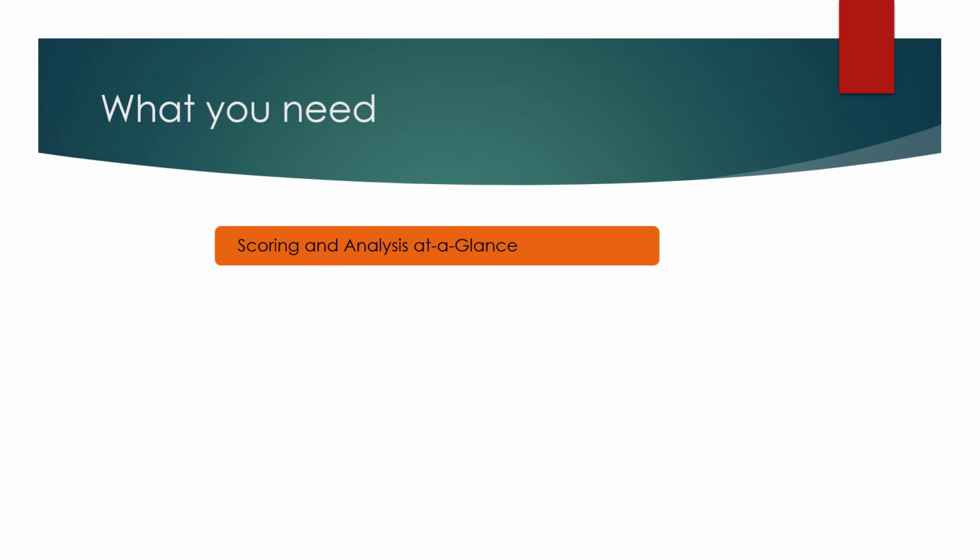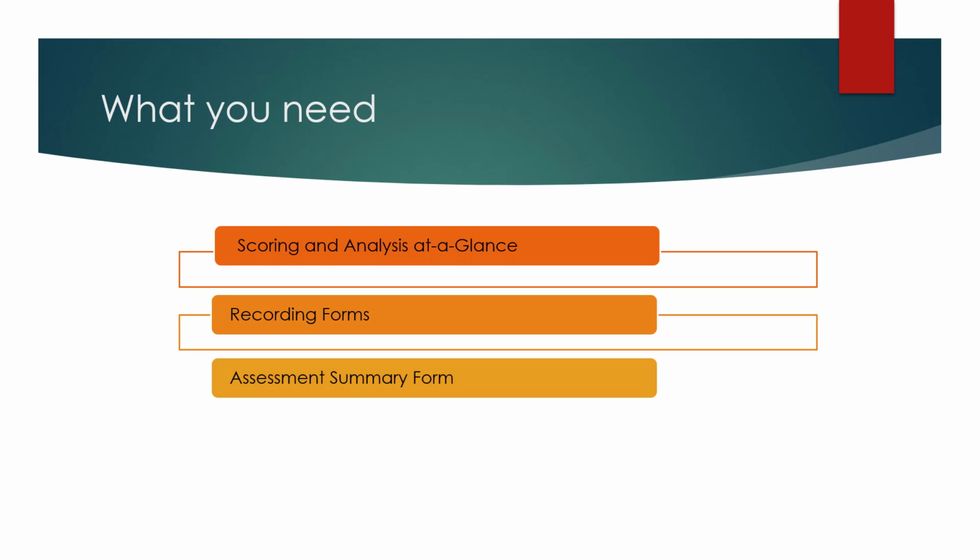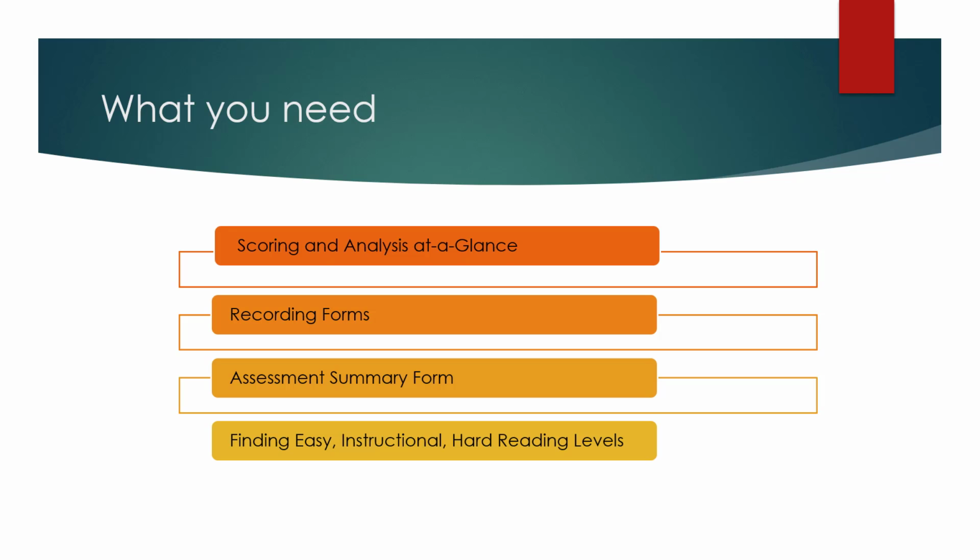To score and do an analysis of a student's reading assessment, you'll need the scoring and analysis at a glance instruction sheet, recording forms for the student's assessments, the assessment summary form, and the Finding Easy, Instructional and Hard Reading Levels. Easy and independent are used interchangeably here.